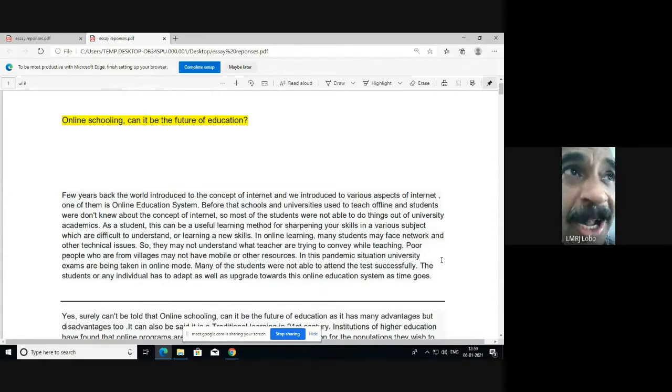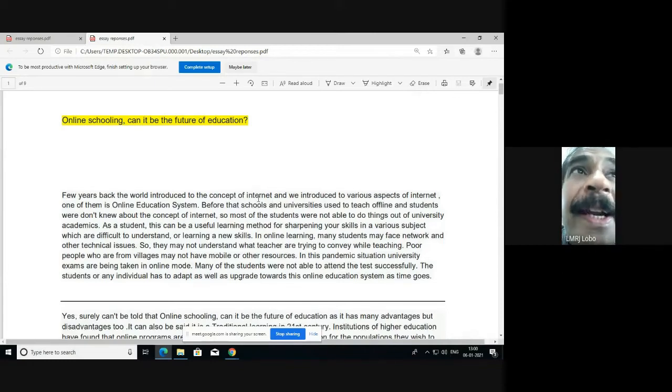Also, you see the word count. It is not satisfying the word count. So here we see, "Few years back, the world introduced." Where is the verb? And the proper form of the verb. So you must write correct English sentences. "Few years back, the world was introduced to the concept of the internet."